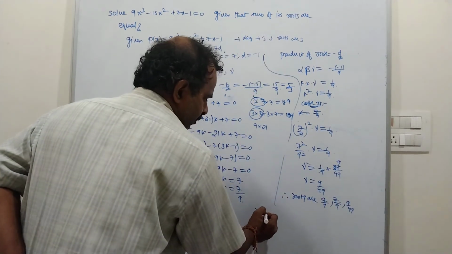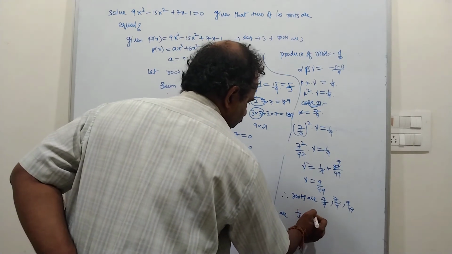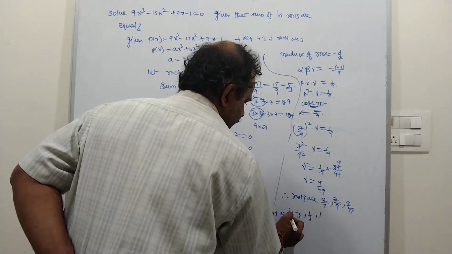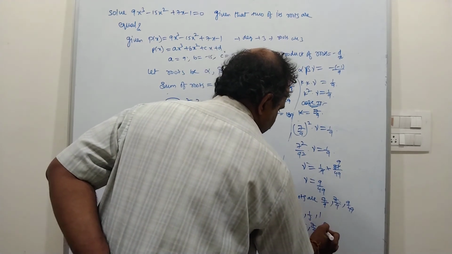So therefore, the roots are, in the first case, 1/3, 1/3, 1, and in the second case, 7/9, 7/9, 9/49.